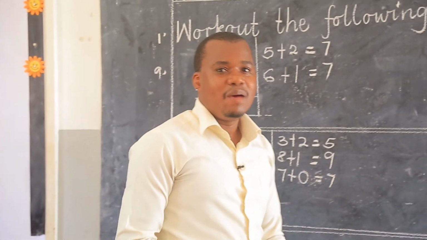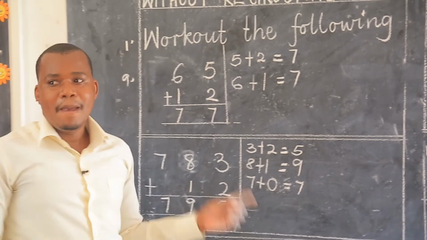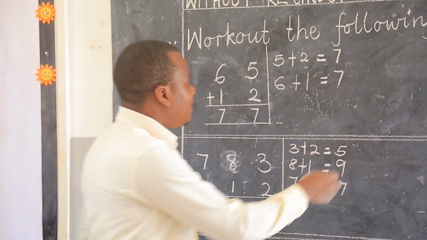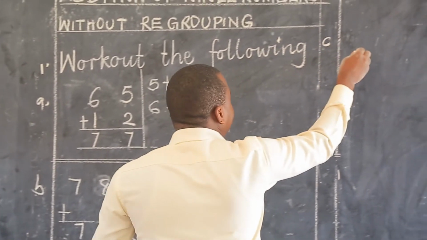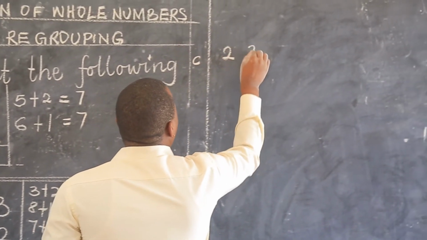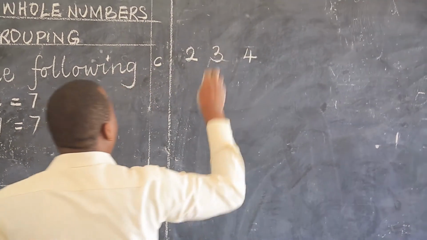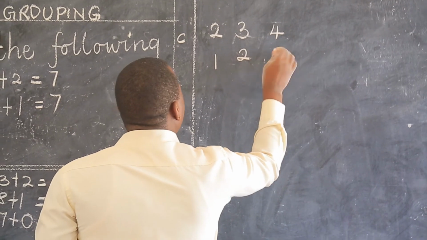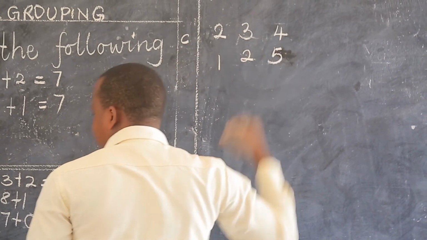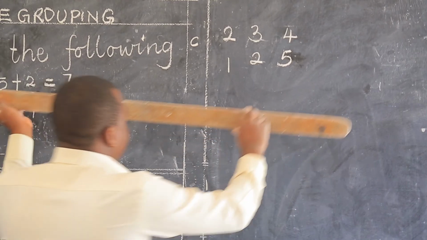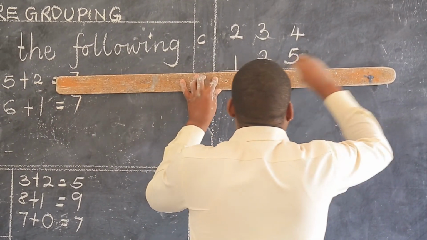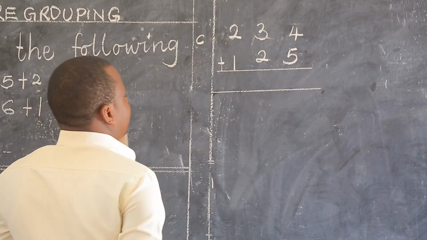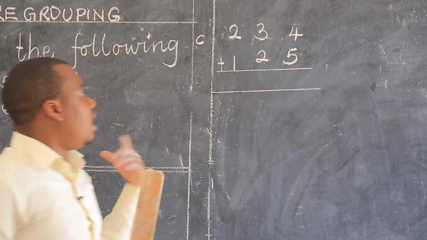So my children, I'm going to give the very, very last example. Then after that example, we shall do some work. So if you have not got the other first ones, you must pay attention here. See, I have 2, 3, 4. I have 1, 2, and then 5. So have this already done there. Then the operation sign. So this is our question now.